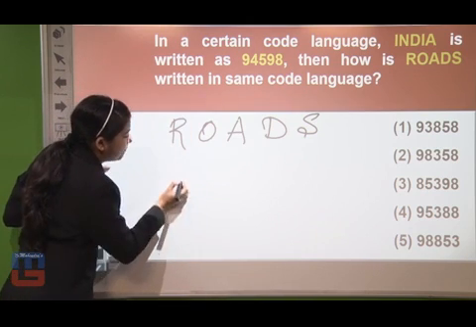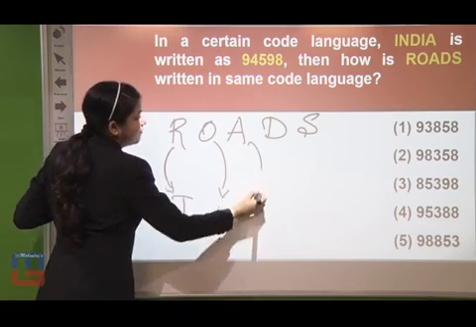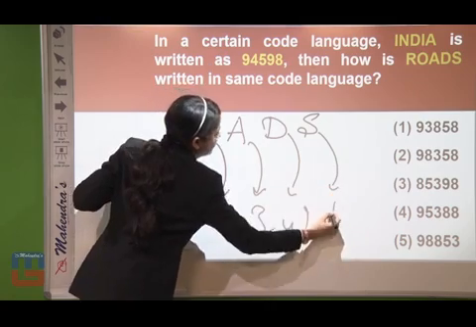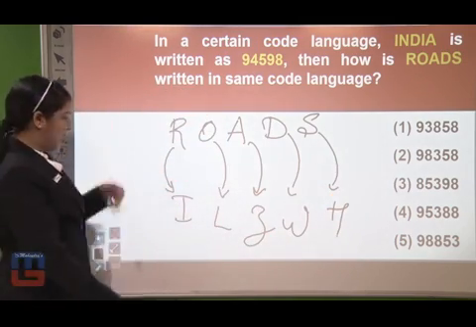So for ROADS, the opposite letter for R is I. For O, it is L. For A, it is Z. For D, it is W. And for S, it is H. Now convert these into place values and add them up. Chalo, I'll do it for you.